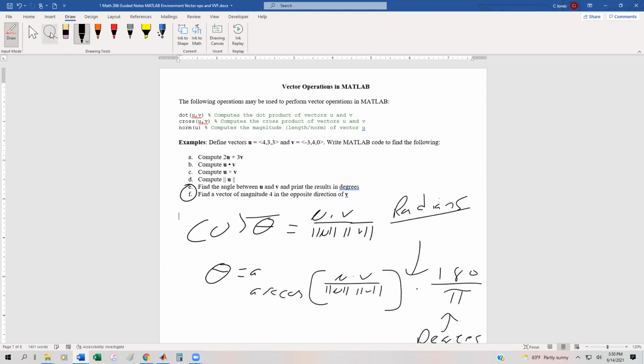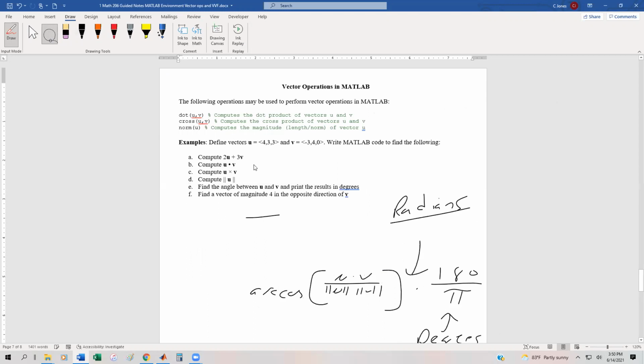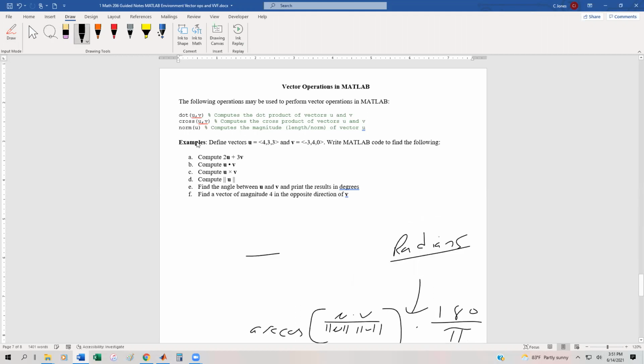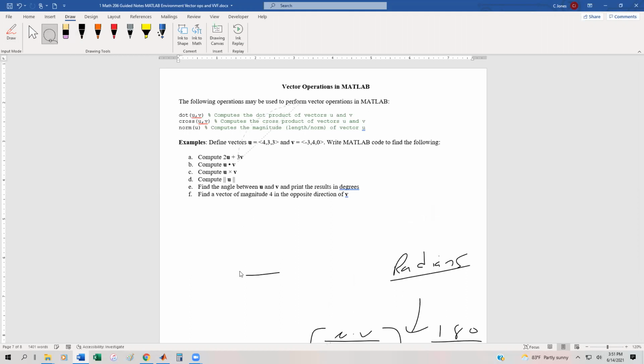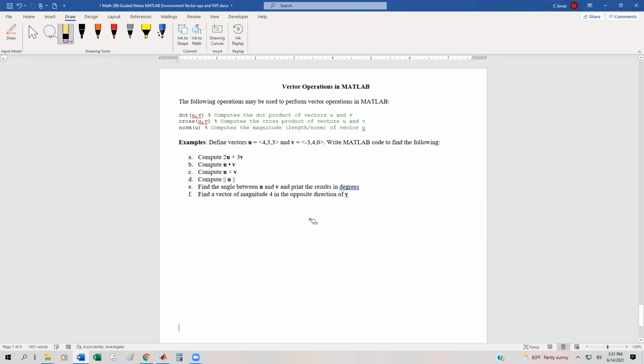All right, one last problem. Not sure what happened here, no big deal, I'll just erase it. We're going to find a vector of magnitude 4 in the opposite direction of v. That means we have to go back and remember how to find a vector of magnitude 4 in the opposite direction. I think it's offline and it's not liking me too much for some reason. Oh, there it goes.